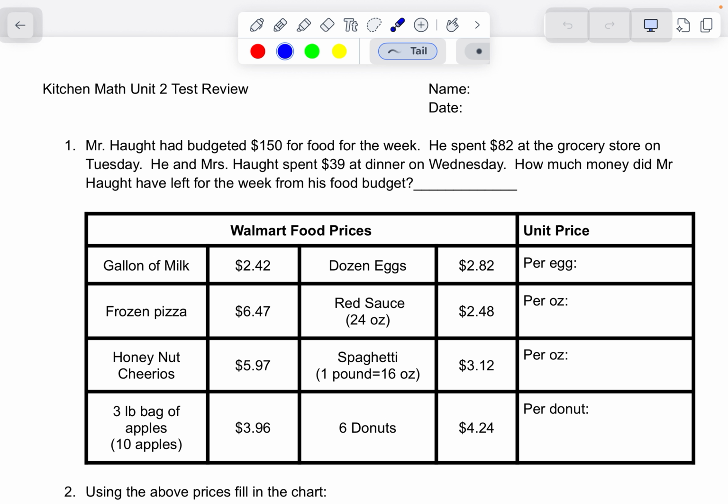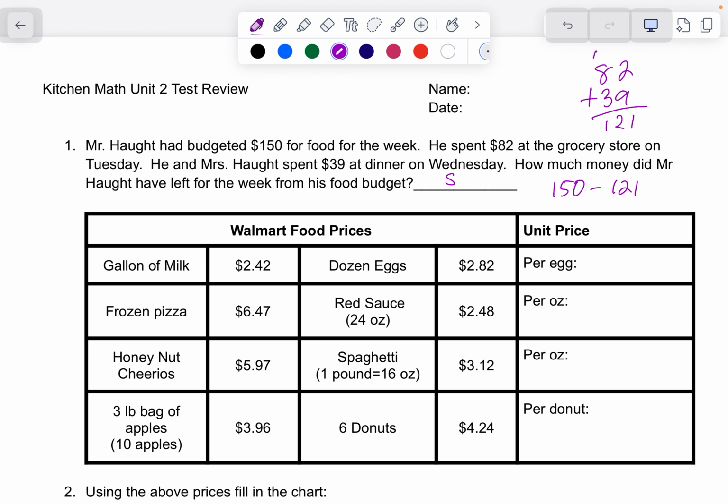So all you got to do is figure out how much he has spent total. So total up the $82 and the $39, whatever was spent on groceries. And he spent $121. Now, he had $150, so the answer would be whatever 150 minus 121 is. In this case, it would be $29. Okay, so that would be your final answer.